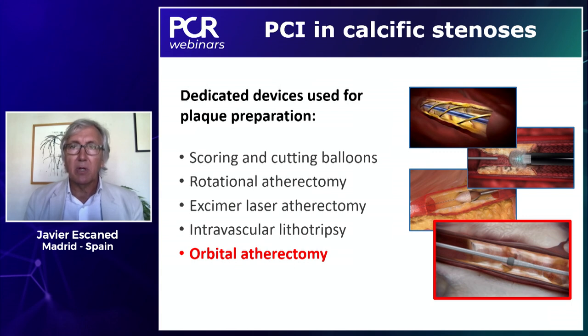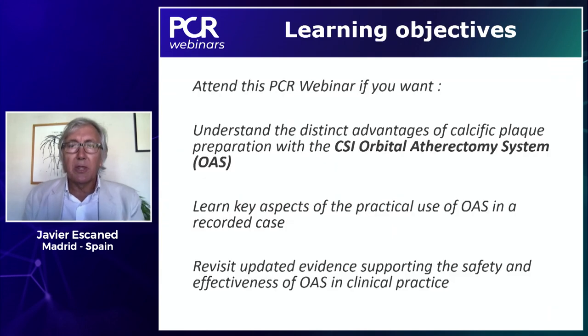With this in mind, we set our objectives for this webinar: to understand the mechanism and advantages of calcific plaque preparation with the CSI orbital atherectomy system, to learn key aspects of the practical use of orbital atherectomy through witnessing a recorded live case, and to revisit updated evidence supporting the safety and effectiveness of orbital atherectomy in clinical practice.